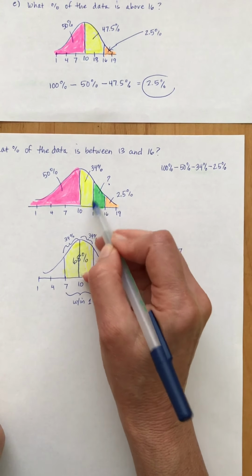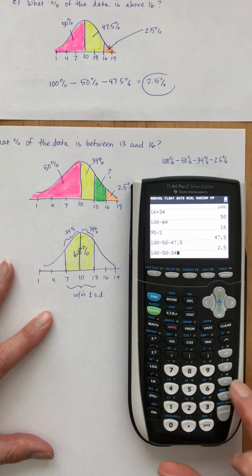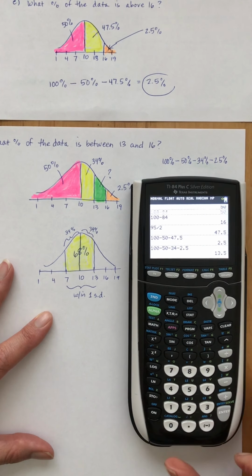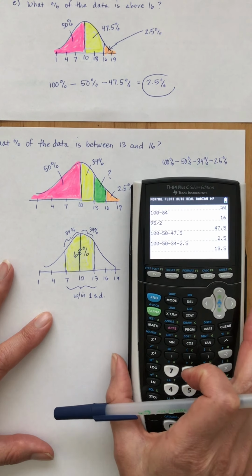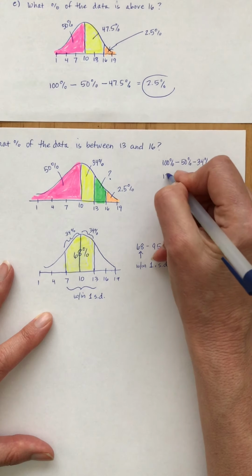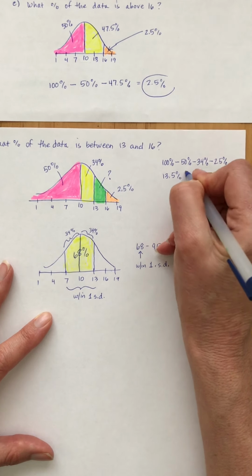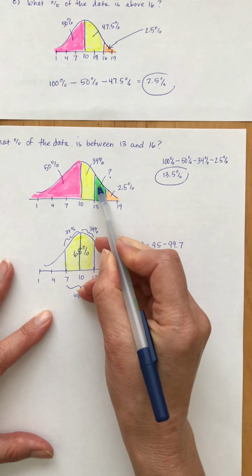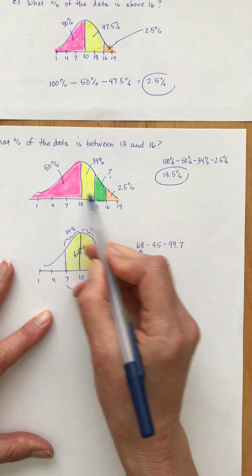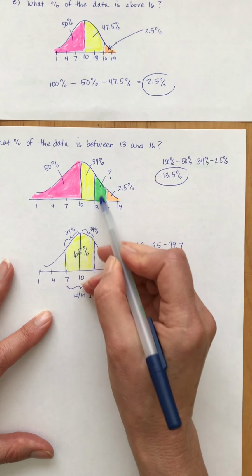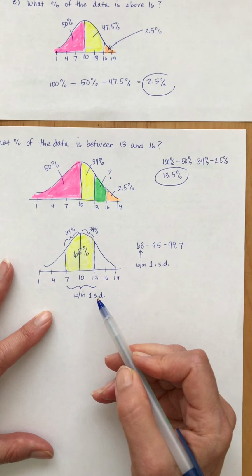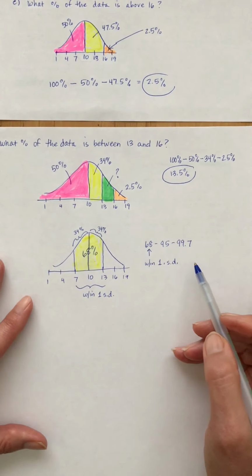Let's take our calculator out and see. We get 100 minus 50 minus 34 minus 2.5, and what do we get? 13.5%. When you look at that picture, does it look to you like you've got something in between there? 13.5 looks like the proper amount to be shaded. So that's the answer to the question.